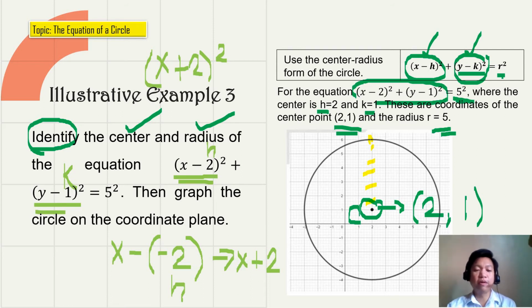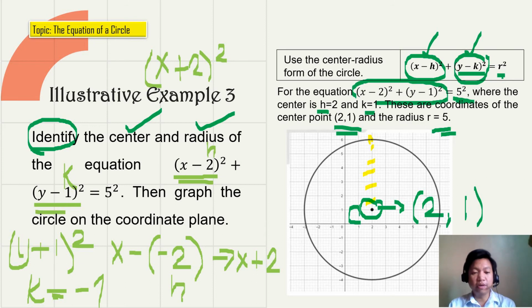Yes, 1. Pero kapag yan ay naging y plus 1, tapos quantity squared, i-declare mo dyan na ang value mo ng k is negative 1. Negative 1 ang magiging value mo dyan ng k, kasi yan ay y minus a negative 1, kaya siya naging y plus 1. Sana naintindihan yun sa pagkuha ng values ng h, k.